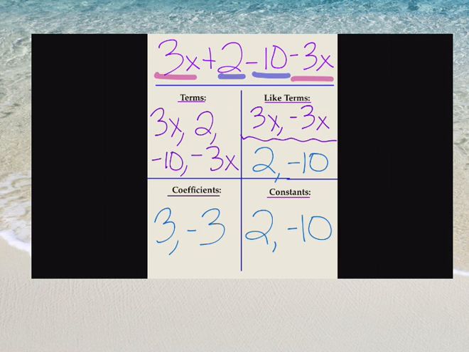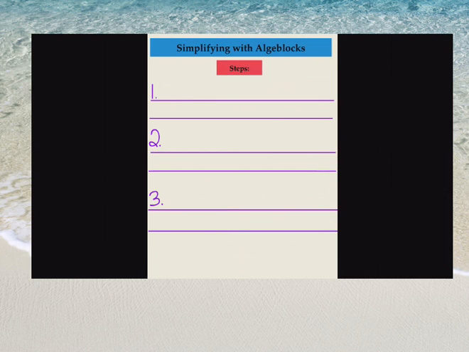Now that we've identified the parts of an expression, it's time to start really talking about how to simplify these expressions to make them easier for us to solve. We're first going to learn to simplify expressions with algeblocks, and then we'll move on to simplifying without the algeblocks, since you can't really walk around the rest of your life with a bag of algeblocks, but it's definitely a good start to help you understand the process.